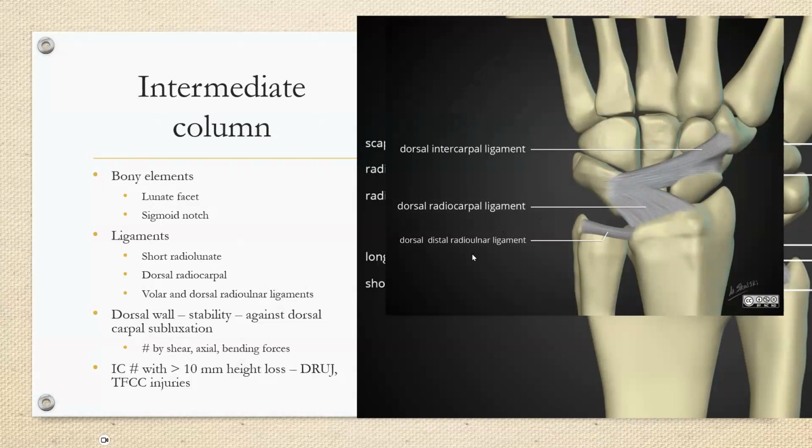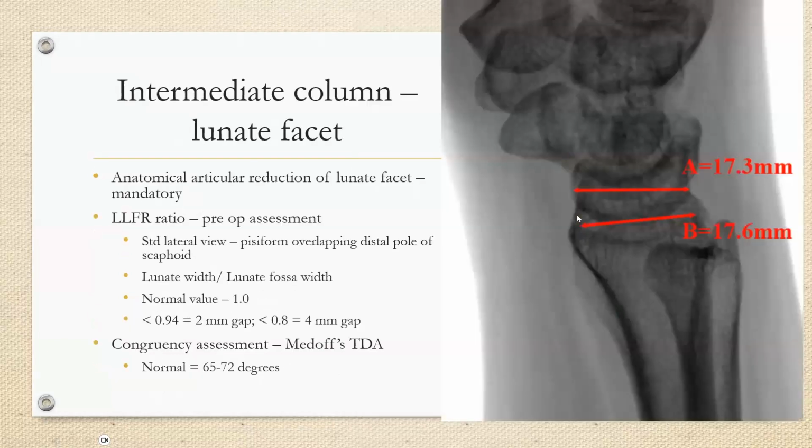This column can be fractured by multiple mechanisms, particularly during axial loading. It can also get fractured with shear fractures and bending forces on the distal radius. Point to note is that if there is an intermediate column height loss of more than 10 mm, it invariably signifies there are associated injuries of either the DRUJ or the TFCC.